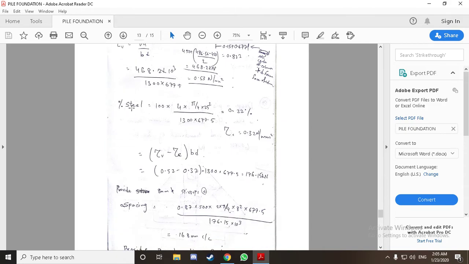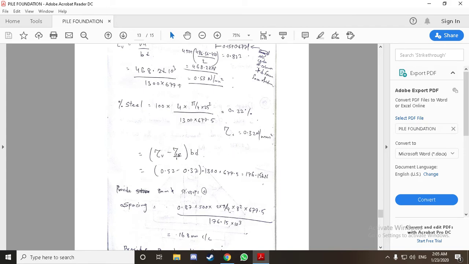Now we have to calculate the percentage of steel, that is 100 As by Bd. So 100 into As, where Ast is 4 bars provided of 25 mm diameter, so that's why this formula, divided by Bd. B into d will give us 0.22 percentage. Using this value in table 19, we get tau c as 0.32 newton per mm square.